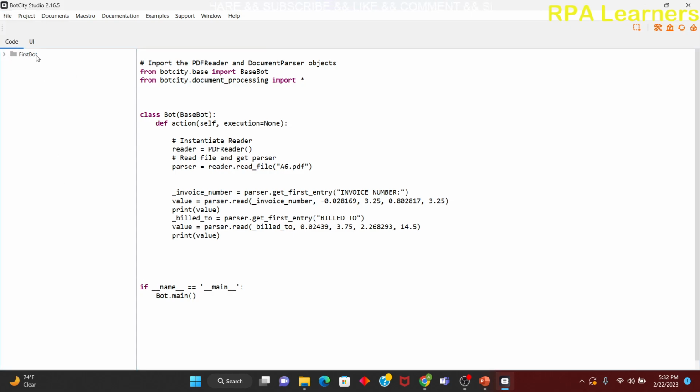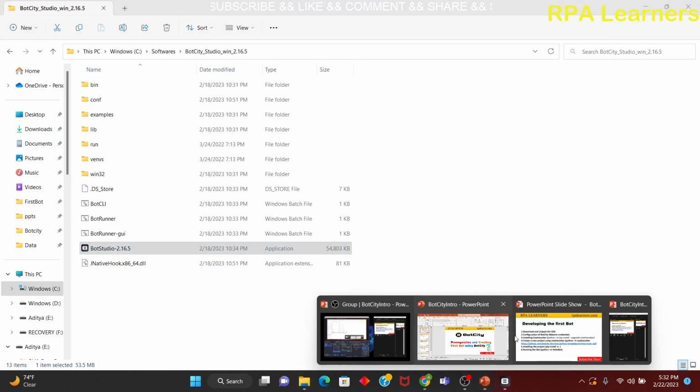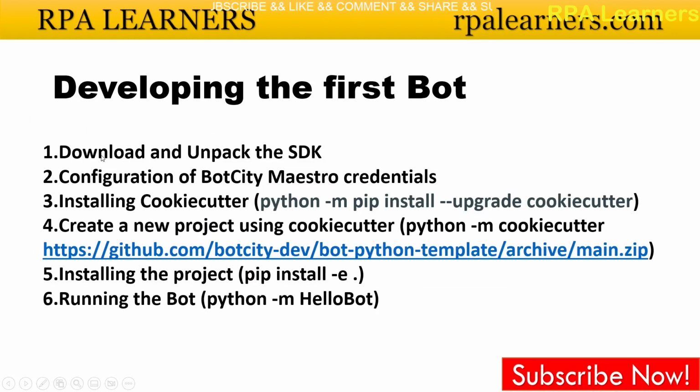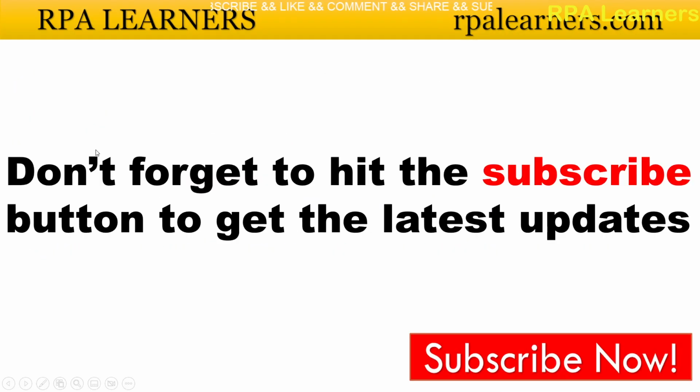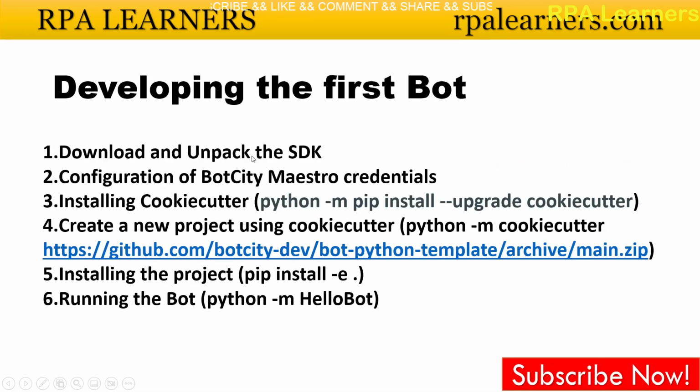And this is, let's see how we can create our first bot. First we need to go to the steps. Let's open the steps. The first thing, we downloaded it, and then we unpack the SDK, and then configure the BotCity master credentials that you are going to sign in with, and those are the credentials.